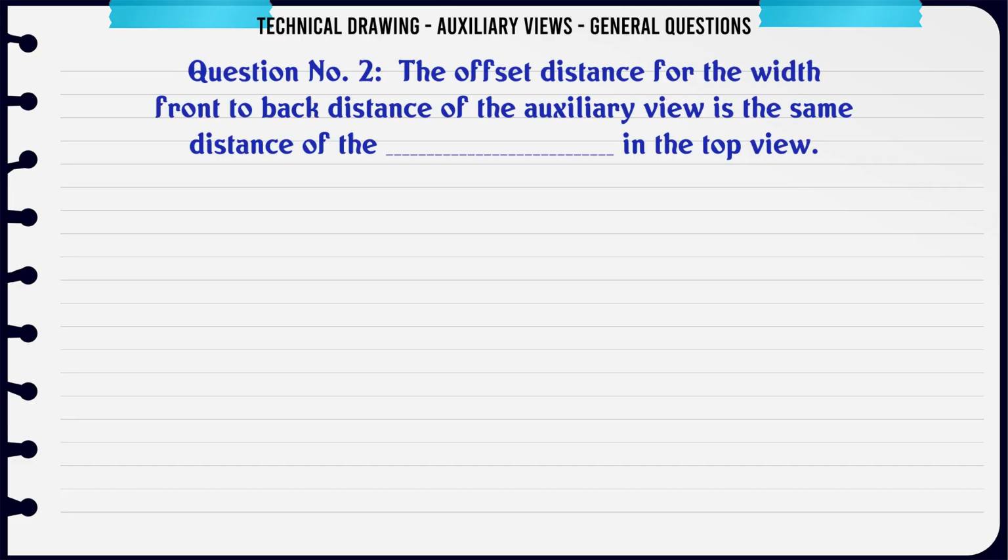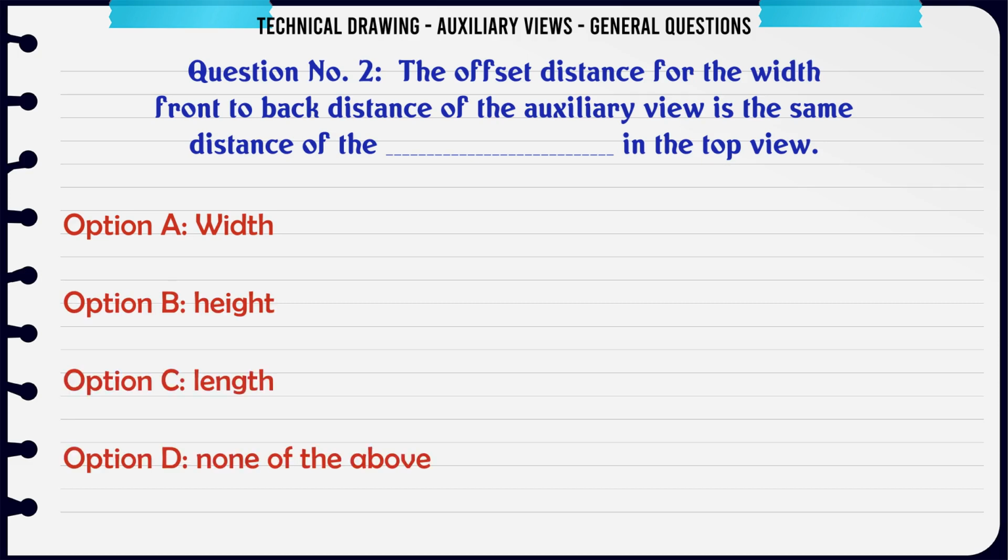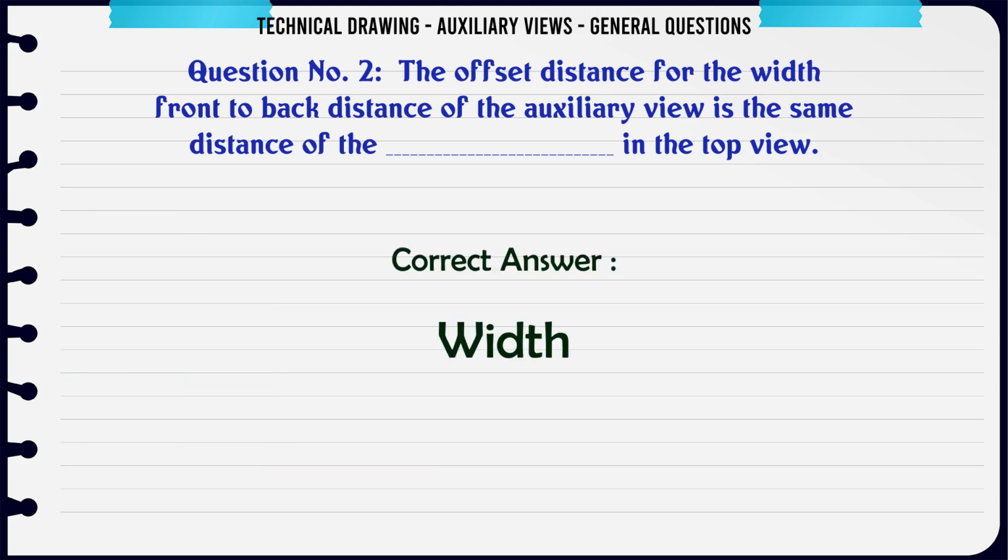The offset distance for the width, front to back distance of the auxiliary view, is the same distance of the in the top view. A. Width. B. Height. C. Length. D. None of the above. The correct answer is width.